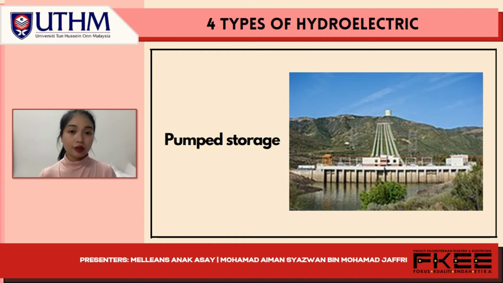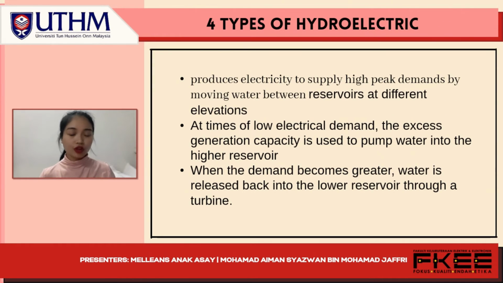The second type of hydroelectric is the pump storage. Pump storage produces electricity to supply high peak demands by moving water between reservoirs at different elevations. Secondly, at times of low electrical demand, the excess generation capacity is used to pump water into the higher reservoir. Lastly, when the demand becomes greater, water is released back into the lower reservoir through a turbine.